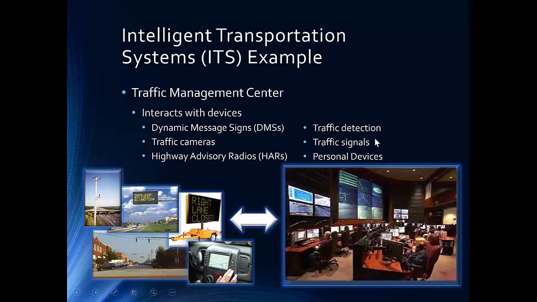Again, this is a classic example of what Georgia Navigator might look like, with operators working with the data they receive. And these are some of the field devices you see: changeable message signs, cameras, signals, in-vehicle devices. All of these things are being used to try to actively manage traffic.